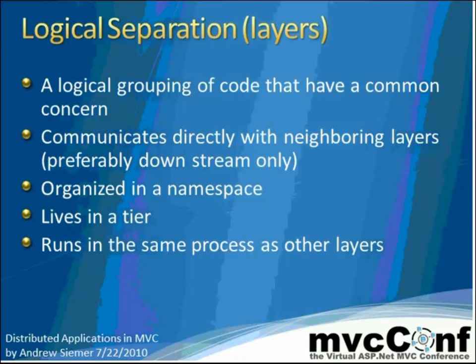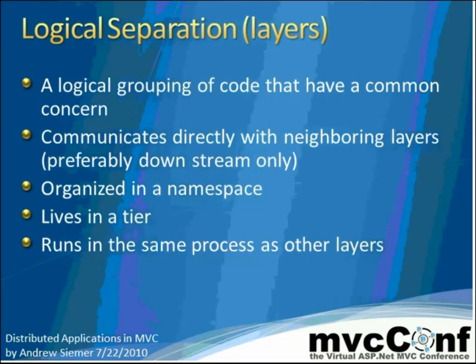A layer is a logical grouping of code that has a common concern. So you might think of this in terms of namespaces. If you had a core namespace or BLL or business logic layer, whatever you want to call it, everything that lives within there should have a common functionality underneath that namespace. If you move from that, say you have core.search, everything that lives within the search namespace or your search layer should work and interoperate with that same concept.